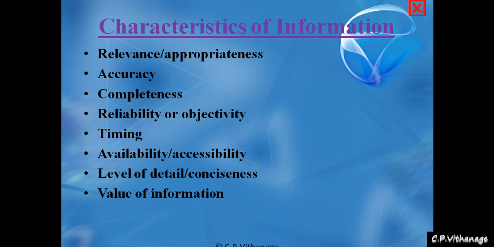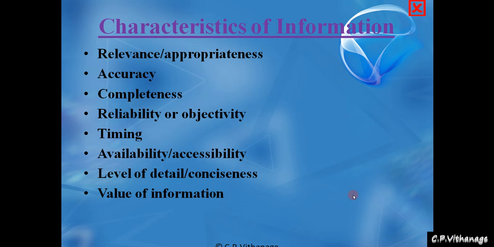Then availability. It should be available for the particular purpose, for a particular period, for particular persons. They should have accessibility, and the availability of the information should be there. The level of details, again, it should be detailed, the complete information should be there, and consciousness about the information will arise, right? Then the value of information, all these things add up to the value of information. So these are the characteristics of information.